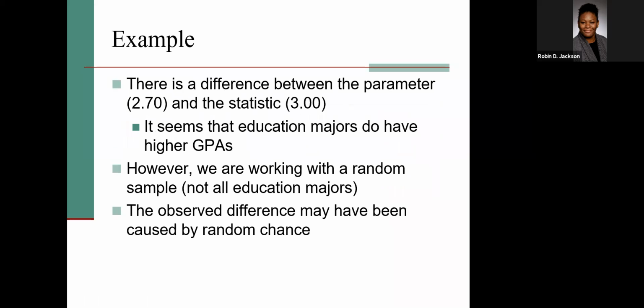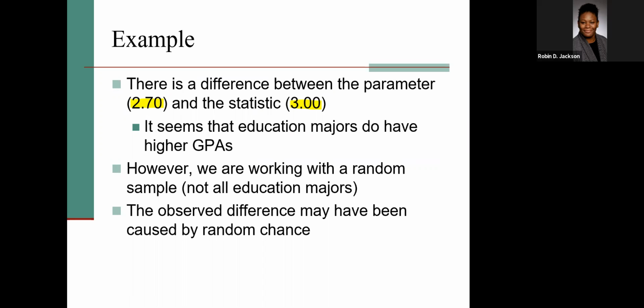Remember that. At first glance, looking at this, you would say, yes, there is a difference, because remember, this is the population, this is the sample. So at first glance, we'd look at it and say, yeah, there's a difference. The sample of education majors has a mean of 3, and that's more than the population mean.